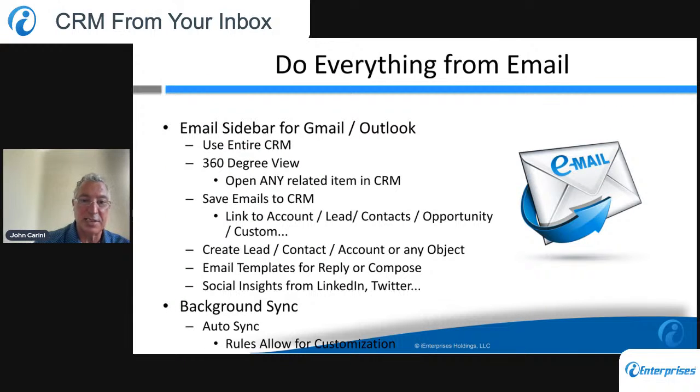Okay, so the whole idea is to do everything from email. I'm not going to read all this, but basically you can see everything from your CRM in your email, and then you have ChatGPT there too to help you as well. It lets you save emails, obviously, in the CRM. You can see what's going on with the customer as soon as you open them up. You can create leads when you get a new email from someone. You can use email templates and so on. So this is all the stuff that happens in the user interface inside Outlook and Gmail.